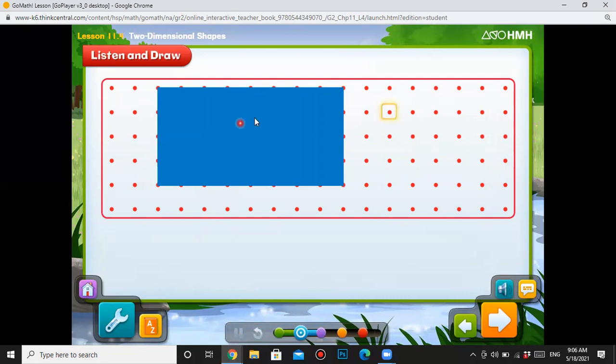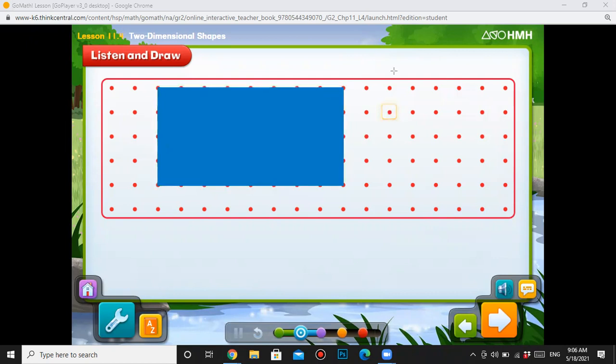Okay, so guys, the first shape we have here has 4 sides. You already know that this is a side. This is a side. So we have 1, 2, 3, 4. Rectangle. The first shape is a rectangle.